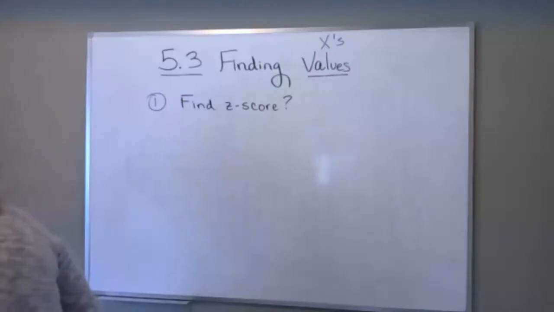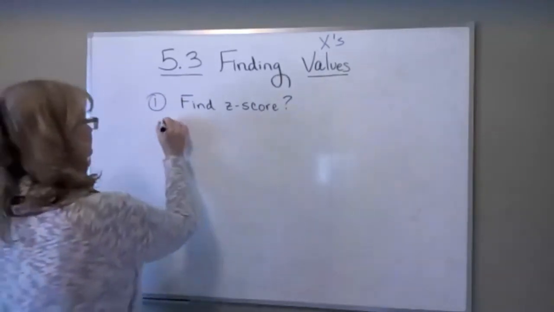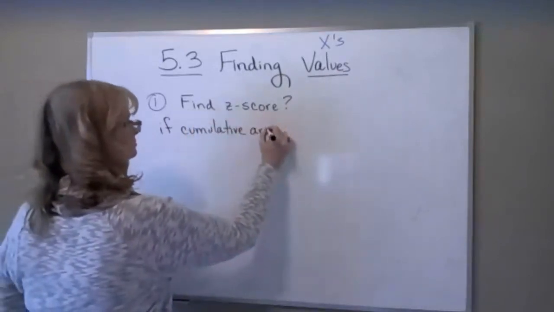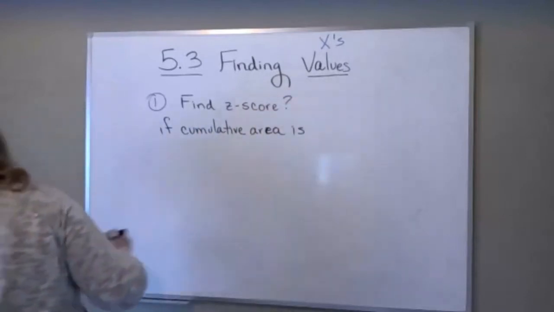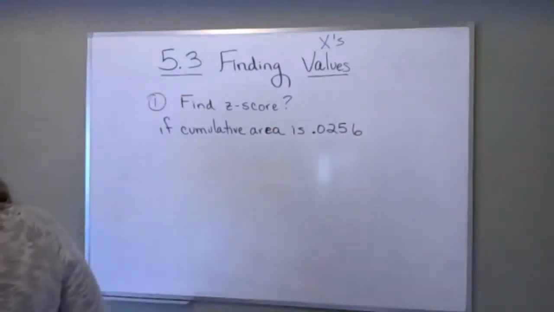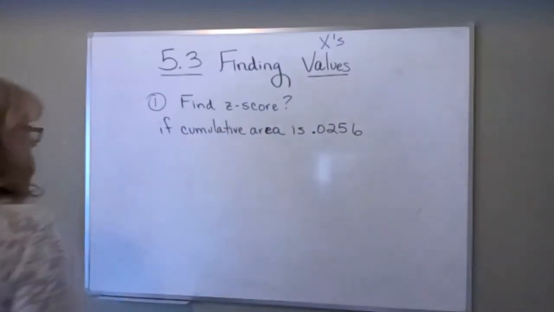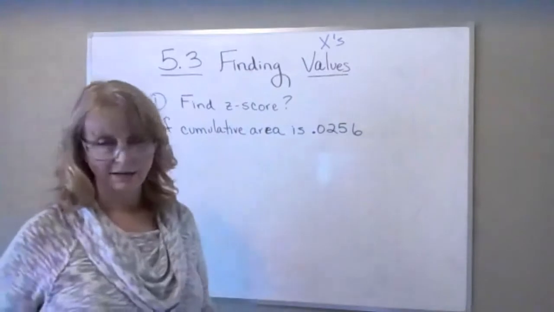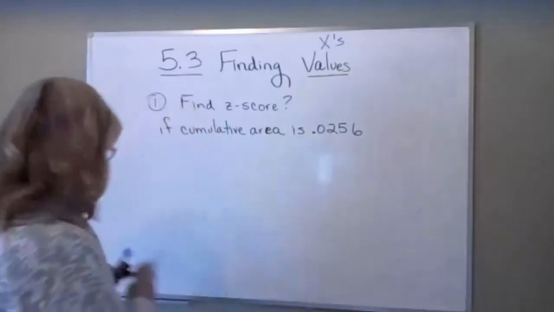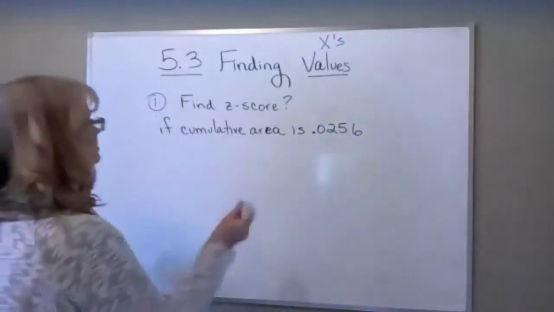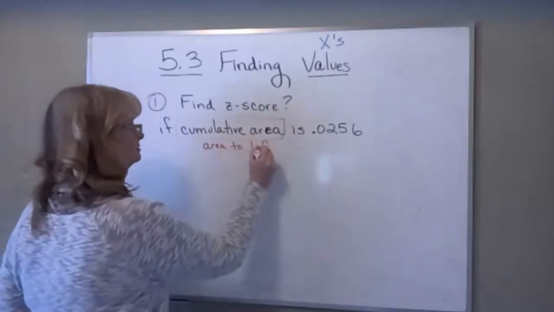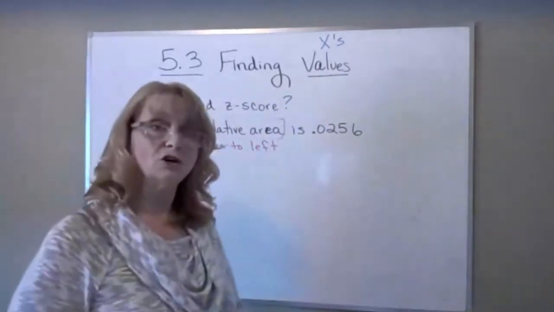That's the question. That corresponds to the cumulative area of 0.0256, and it says if the area is not in the table, so sometimes they'll give us these areas and they're not in the table, we just use the area closest to it. So basically we're just going to practice using the table backwards. So when you see this, when they tell you cumulative area, that means area to the left. I'm going to draw a picture of this just to show you exactly what they're telling us.